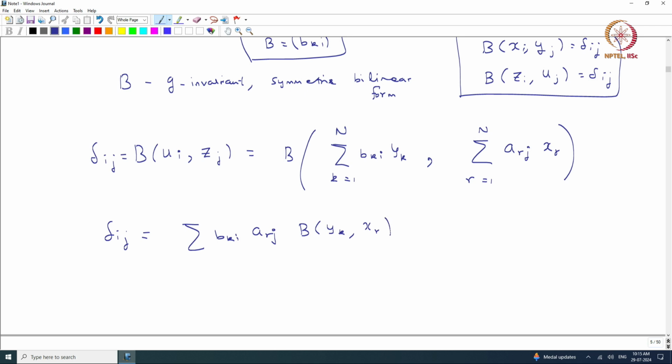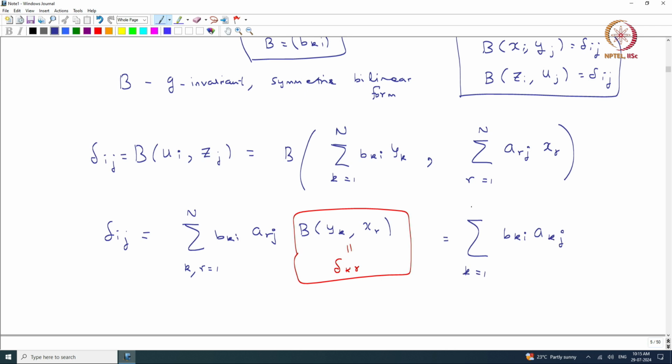But again b of yk comma xr will be delta. So, this is going to be equal to this quantity delta kr. So, here the sum runs over k and r, which is running over from 1 to n. Now you can see that whenever k equals r, you get exactly 1, or otherwise these b of yk xr coefficients are 0. So, then you get exactly equal to summation bki akj, where k ranges from 1 to n.